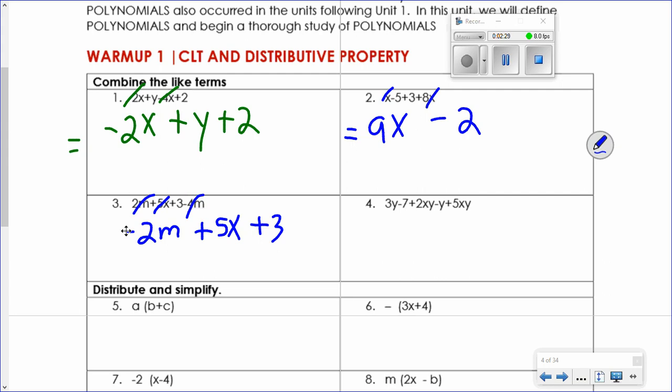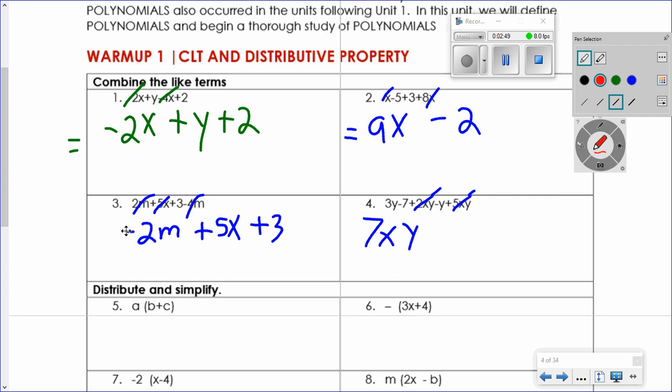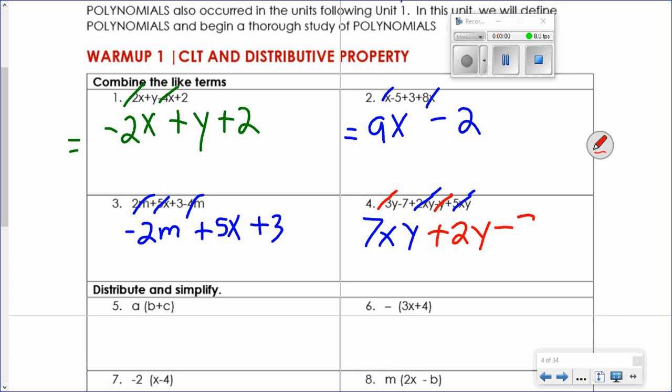Look at number 4. What do you want to combine first? Well, we could. So 2xy and what else? So 2xy's plus 5xy's is 7xy's. All right? What's next? 3y's minus 1y is positive 2y's. Anything else? Minus 7. So the reason I mark them out is to make sure I capture every term. Does that make sense? Mark them out as you use them so you capture every term.